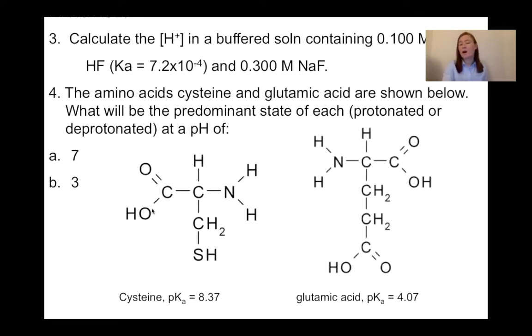And so cysteine and glutamic acid would both be protonated at that pH. Awesome. Let's take a look at that last FRQ problem. Answer it on your own, and we're going to go over it. I'm going to do it on paper because I don't want to do it in PowerPoint. All right, let's take a look at this FRQ.